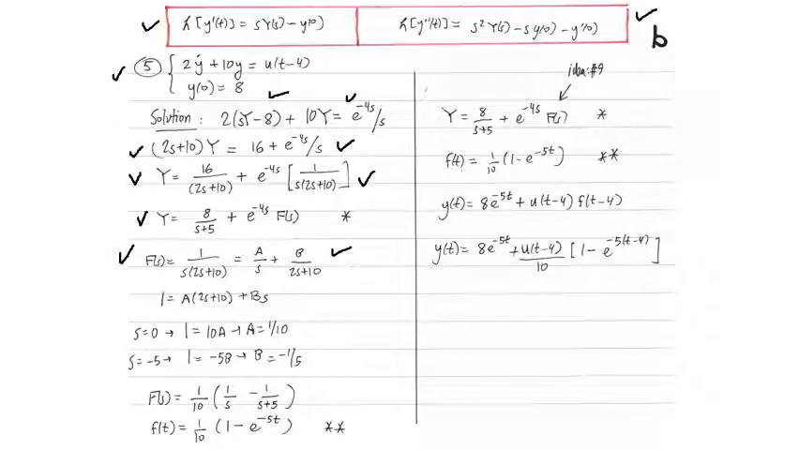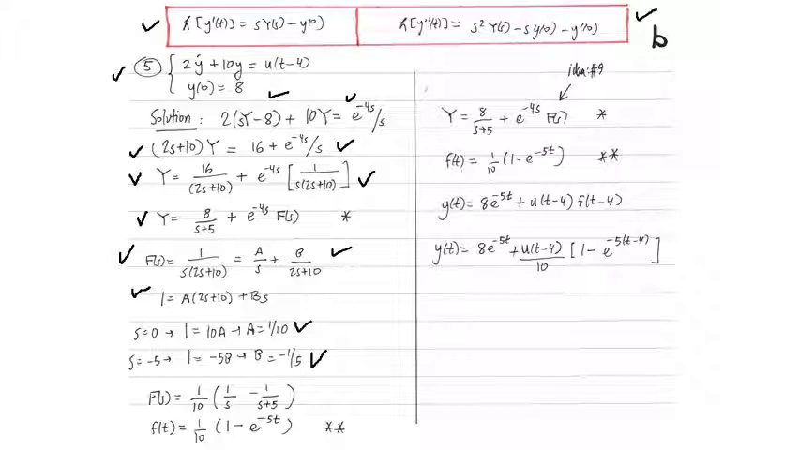You can invert that using either convolution or partial fractions. Here I'm inverting that part by partial fractions in the usual way. And I end up getting 1/10 and minus 1/5 for the coefficients in that partial fractions expansion.